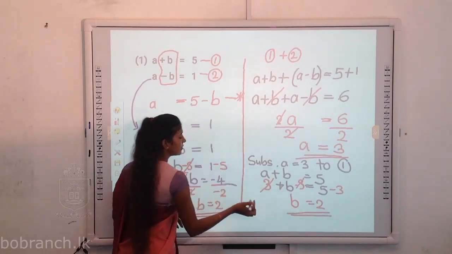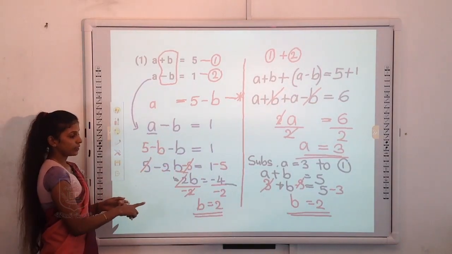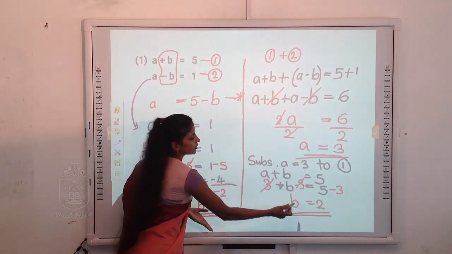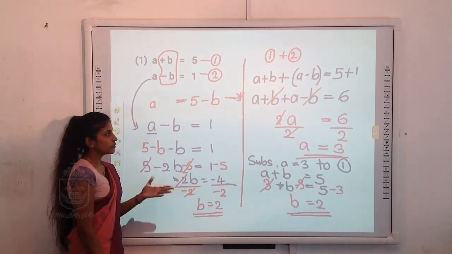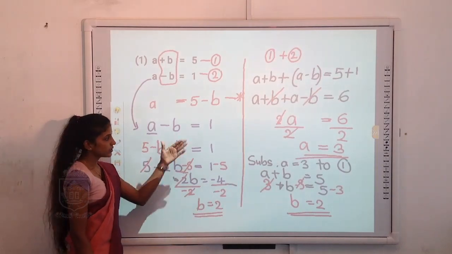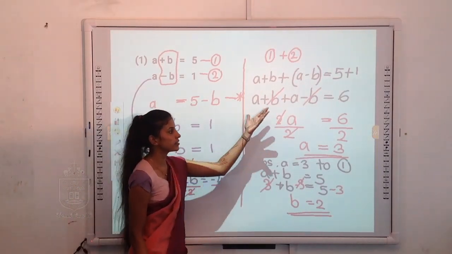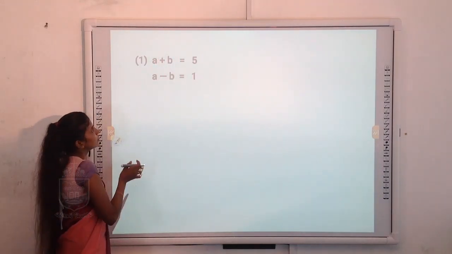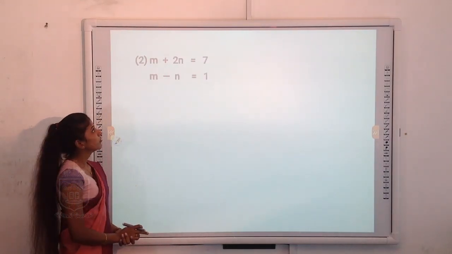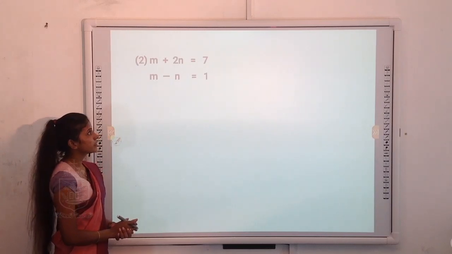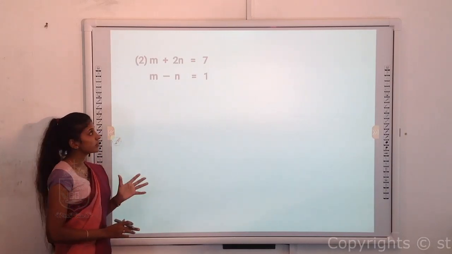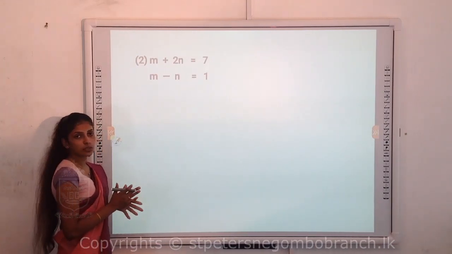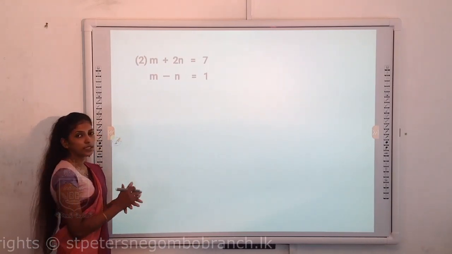Now you all can see here the earlier method, previous method, you got the answer b equals 2. Here also you got the answer b equals 2. So you have to think of the easiest method. This is method of substitution and this is the method of elimination. So we will move to one more, another simultaneous equation. So in this, I'm going to do it in the elimination method. So elimination method is easy.